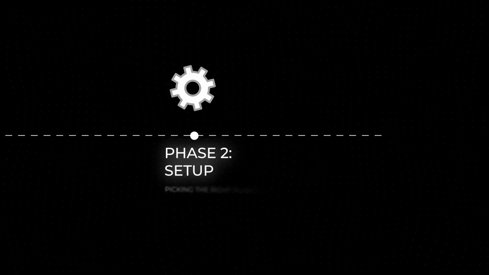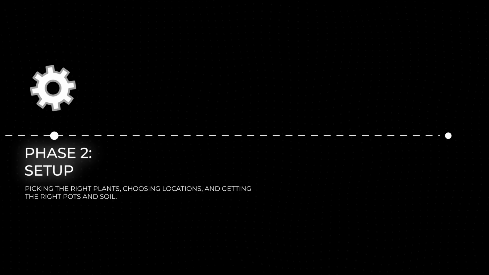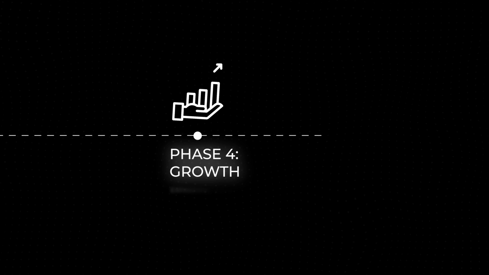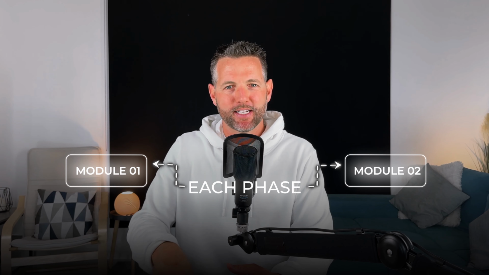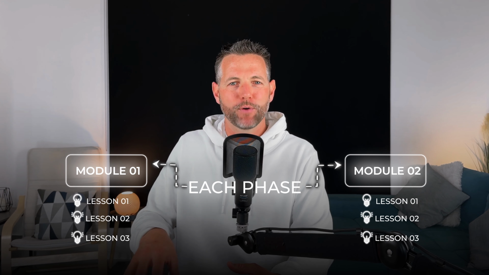Phase 2 could be setup, like picking the right plants, choosing locations, and getting the right pots for the soil. And then phase 3 might be something like daily habits, watering, feeding, and lighting routines. And phase 4 might be growth, expanding their collection, repotting, and styling their home with plants, and so on and so forth. So each phase is basically a module. And inside each module, you'll eventually add 2 to 5 short and focused lessons.